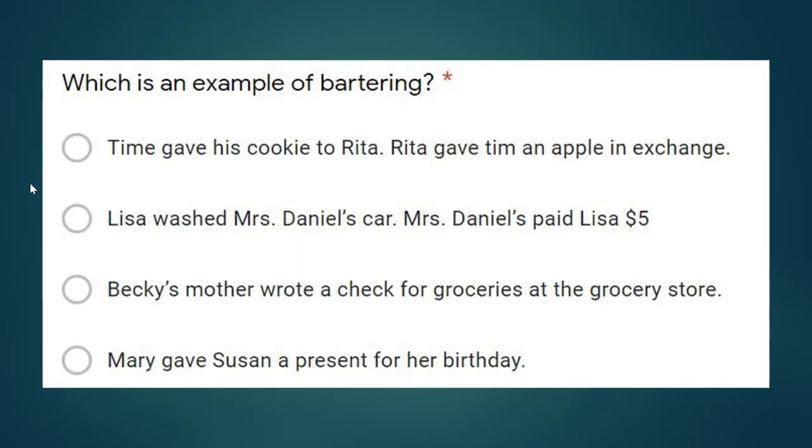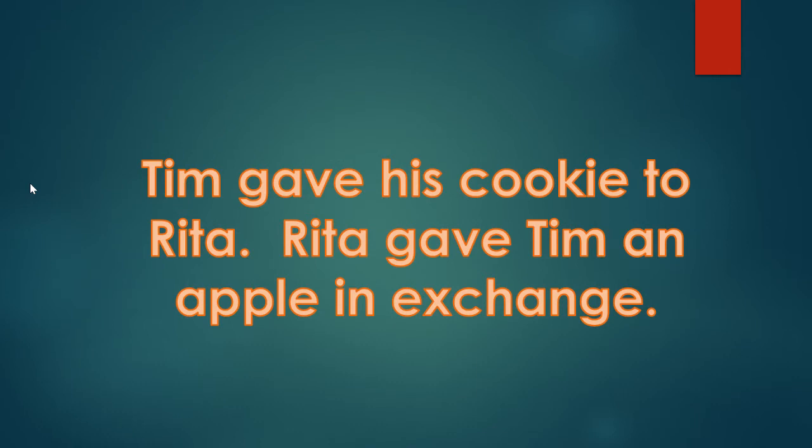Which is an example of bartering. Bartering has to do with trading. Tim gave his cookie to Rita. Rita gave Tim an apple in exchange. Lisa washed Mrs. Daniels' car. Mrs. Daniels paid Lisa $5. Becky's mother wrote a check for groceries at the grocery store. Or Mary gave Susan a present for her birthday. Think about bartering, remember, is back and forth. The only one that goes back and forth is Tim gave his cookie to Rita, and Rita gave Tim an apple in exchange. The other ones only went one way.